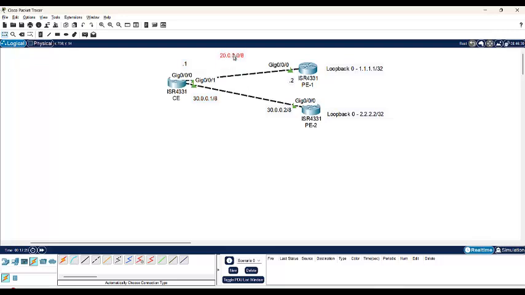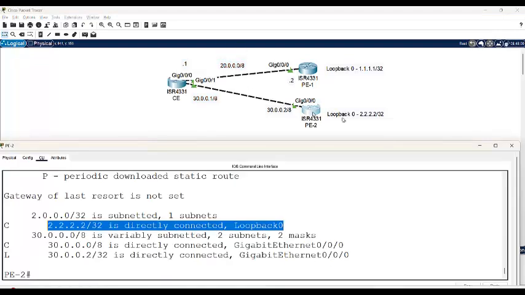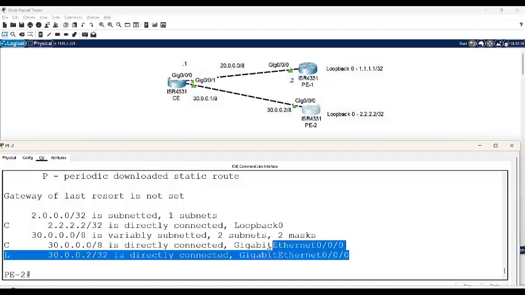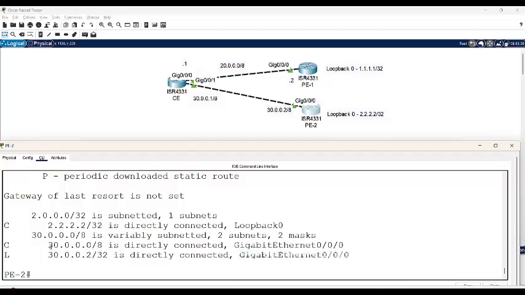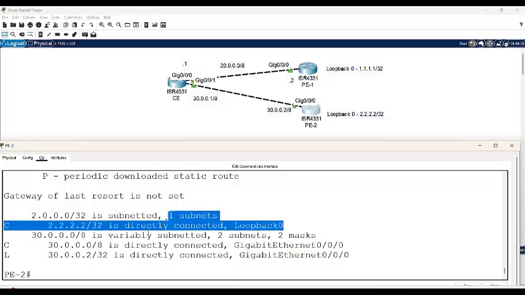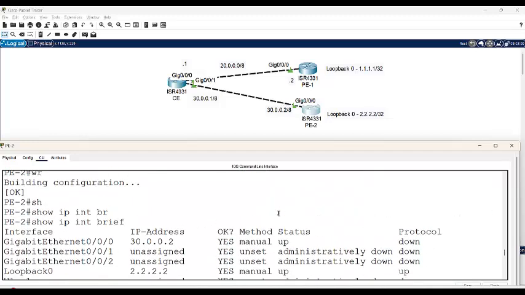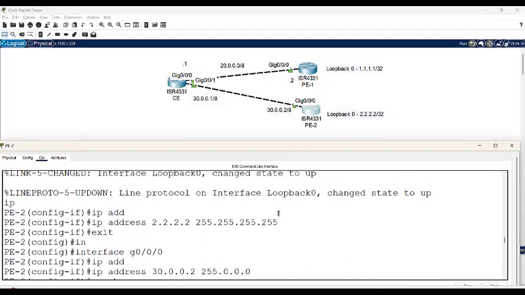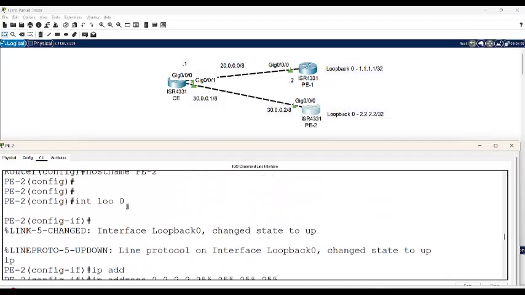Wait, let me try understanding your question. See, on the PE router, I gave an IP address to loopback 0, which is 2.2.2.2. I gave an IP address to gig ethernet, which is 30.0.0.2. So 30 network is on gig ethernet 0/0. 2 network is on loopback. Now what is your question, please? You did not mention loopback. You just typed IP address, you did not notice. No, I'll show you. Look at this. What is this?